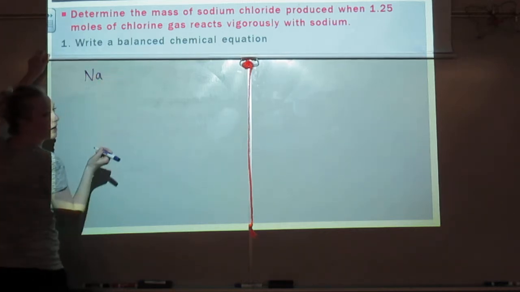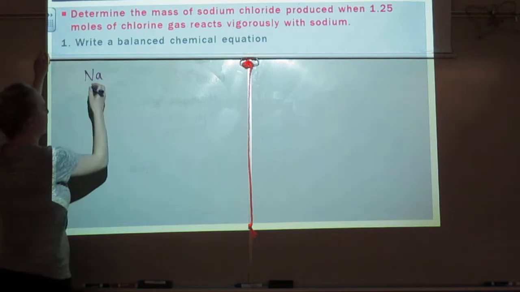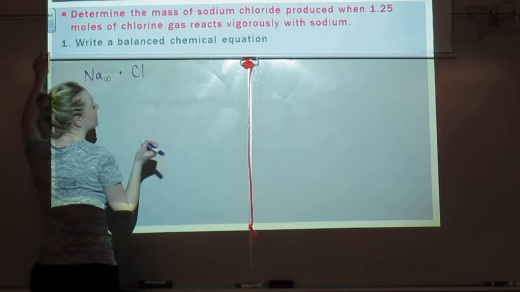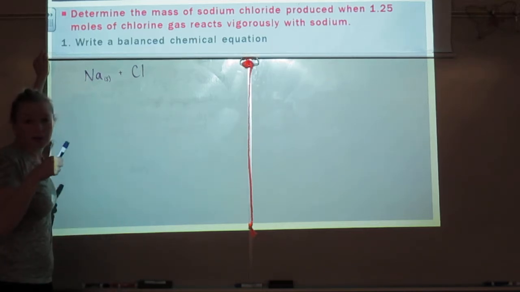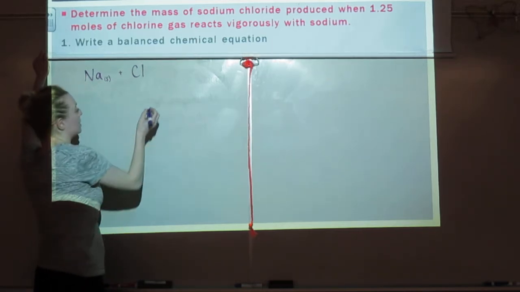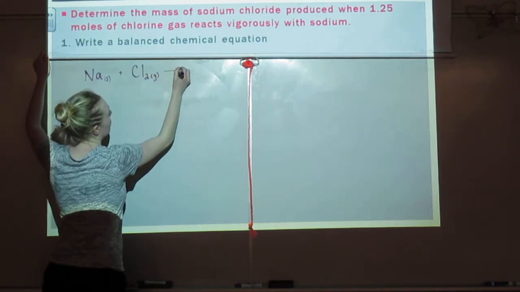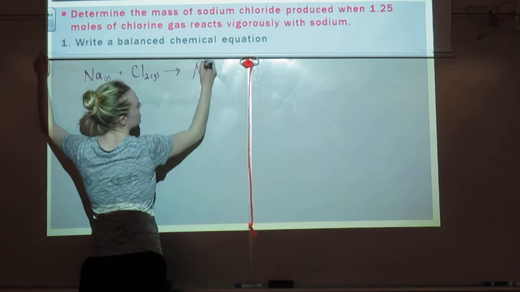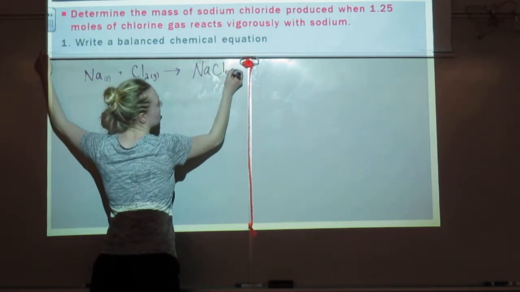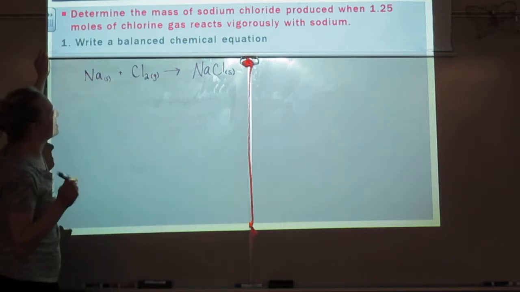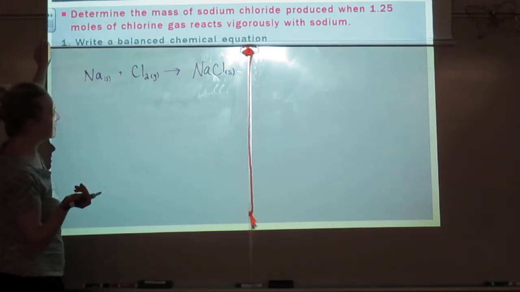And if I look on the periodic table, I can tell that sodium is a solid. And it's going to react with chlorine gas. Remember that chlorine is part of the Bill Nye element, so it always travels with its friend, and that's a gas. It's going to be reacting vigorously together to produce sodium chloride, which is a solid, but could also be an aqueous if it's in solution, which this might be in solution, but we'll just say it's solid for now. Okay. So I did that.